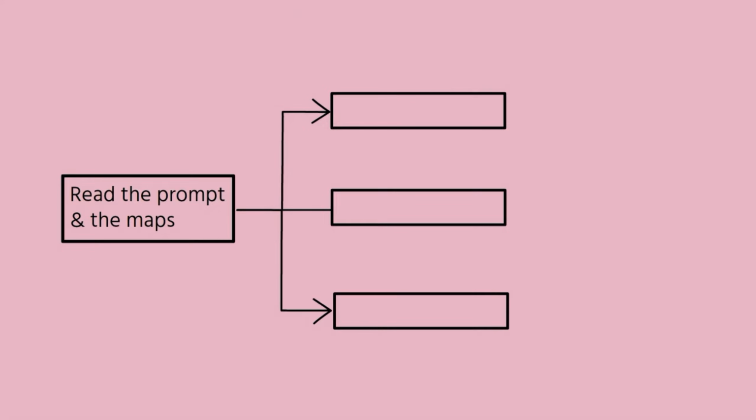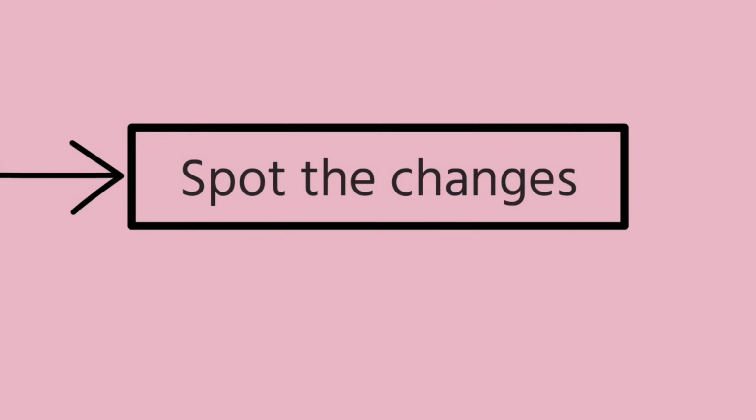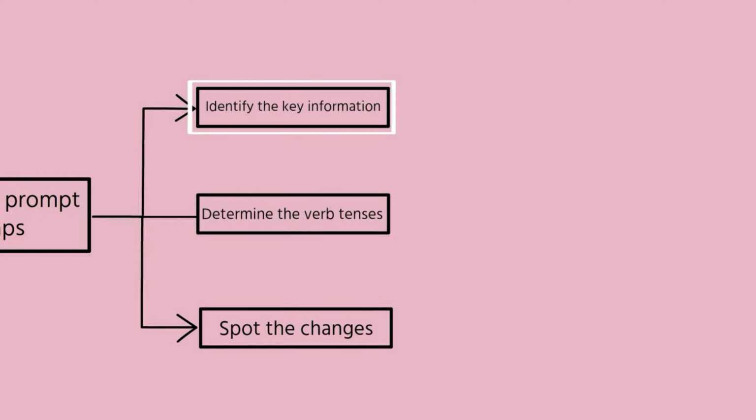There are 3 steps in this stage. Step 1, identify the key information. Step 2, determine the verb tense. Step 3, spot the changes. Step 1, identify the key information.